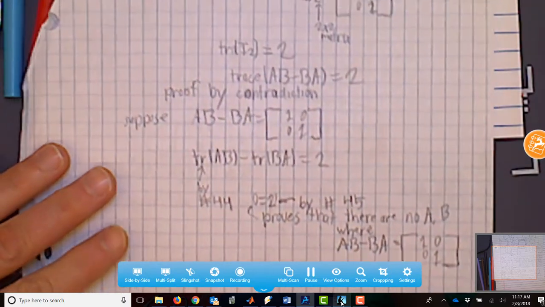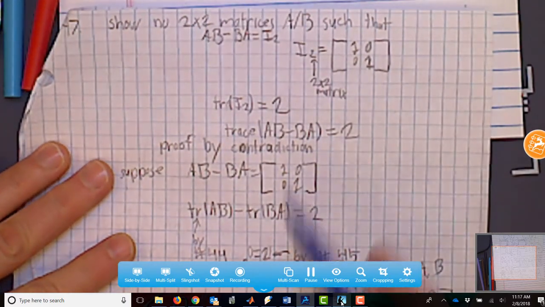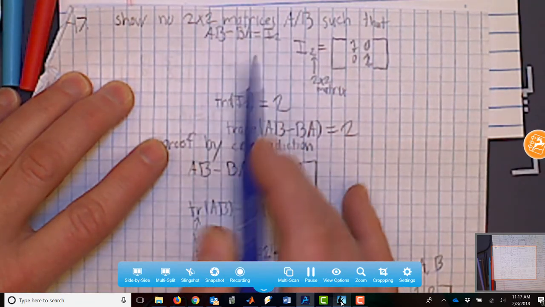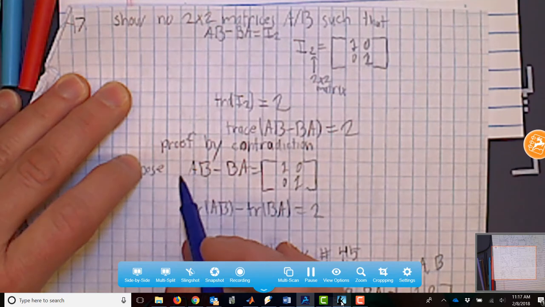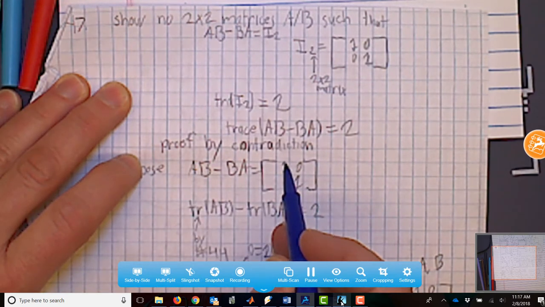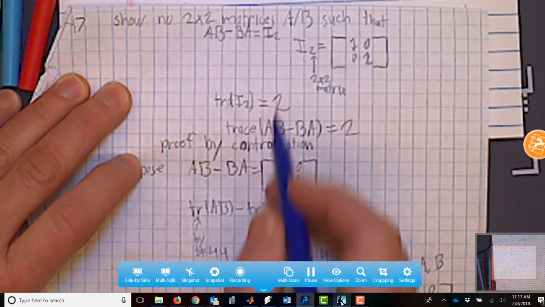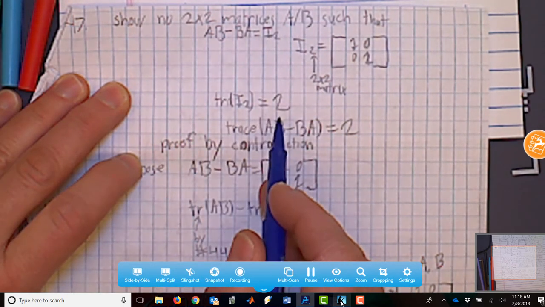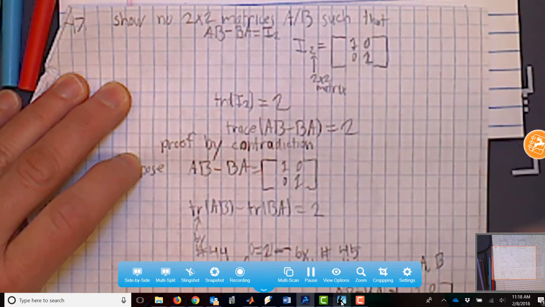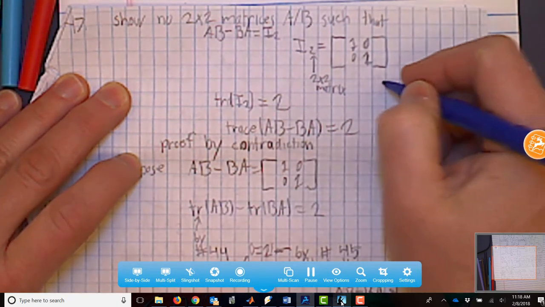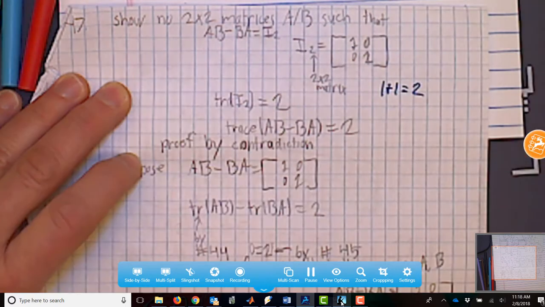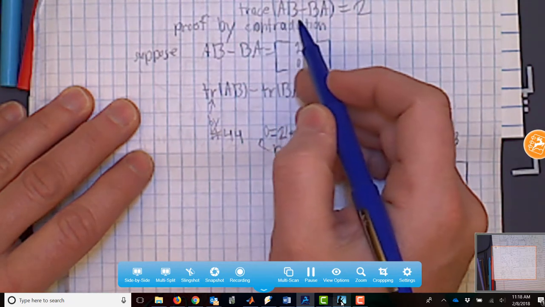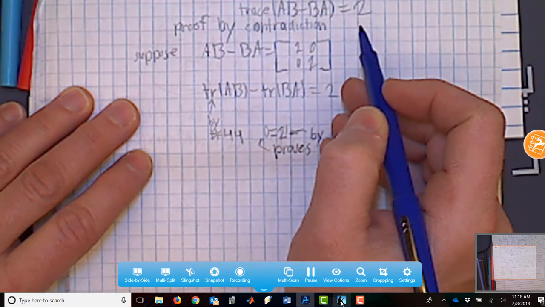Here's Mike's work. Okay? So, show that no 2 by 2 matrices give you the identity. Well, what he's going to do is a proof by contradiction. Okay? He's going to take the trace of both sides. He knows that the trace of the identity is 2, right? 1 plus 1 is 2. It's a high-powered math class when you can write that, right? It's nice. So now he says, well, the trace of AB minus BA must be 2.